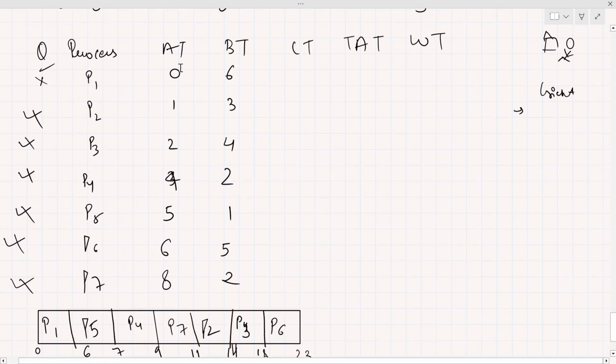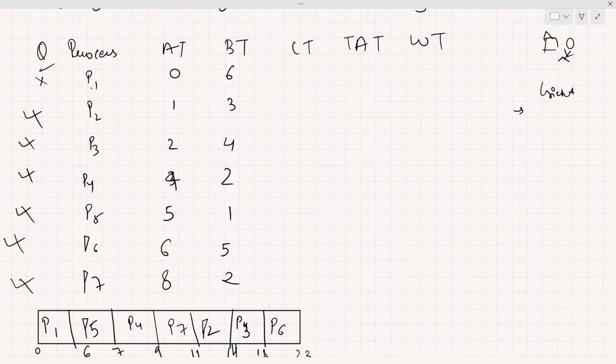Remember this thing. First of all, we look at the arrival time. So at 0 there is only one process. Then whatever its burst time is, we are going to select that, because we have only one player in our team who is going to bat. Every player is right now at home. Only P1 is in the ground, so definitely P1 goes to bat. So this is the situation in SJF.